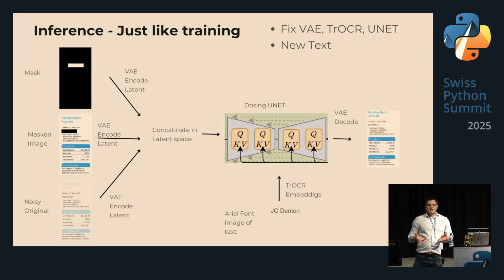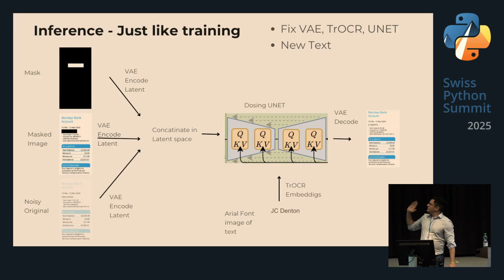Inference is just like training, except we fixed all the model weights. So we take the original image, apply a masked image, and a noisy original, convert them to a latent space, concatenate them, but instead of the original text, we add a replacement, so JC dented in this case, and this does the inpainting.